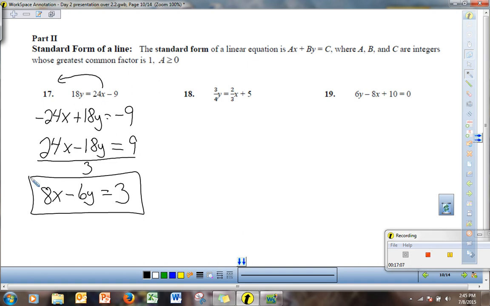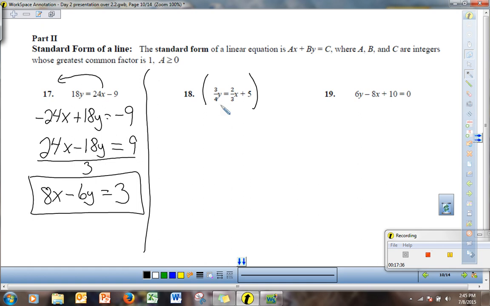Now it's time to beef it up just a little bit. Number 18, there's a lot of different ways to hit this one. I can get the x and y on the same side first. But if I were to ask you what you do not like the most about number 18, I imagine you're going to say you don't like the fractions. So here's what we're going to do. We're going to multiply by some number that will get rid of all of those fractions. So look at your 4 and your 3 in the denominator. I need the greatest common factor.